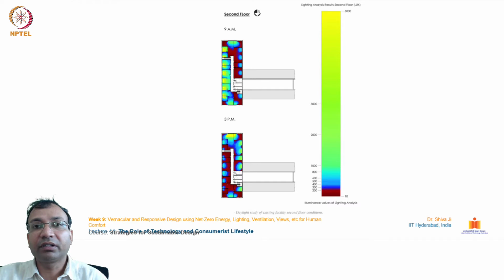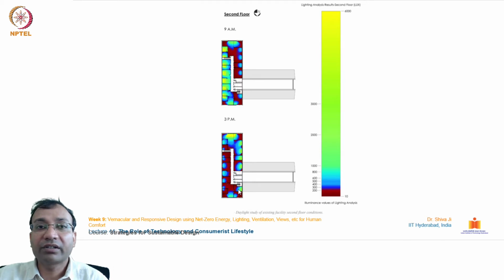This slide talks about the calculation of the incident light in any given space. You see the simulation through this software at two times of the day. This is from the second floor, an example I have taken. You see at 9 a.m. and 3 p.m. how the lux level is changing. This is the chart given over here, the illuminance value of the lighting analysis, ranging from 10 to 6000 lux. You see with this color coding how these windows enable this set of rooms to get sufficient light in the morning hours, and in the evening hours this side. So why is this kind of simulation and analysis important?